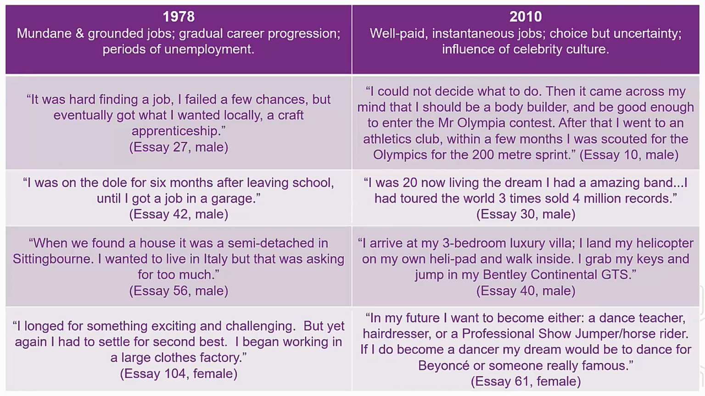Crow and his research team also noted a clear influence of celebrity culture in those essays. So for example, you have the quote on the bottom of a girl who writes, "In my future, I want to become either a dance teacher, a hairdresser, or a professional show jumper, horse rider. If I do become a dancer, my dream would be to dance for Beyonce or someone really famous."